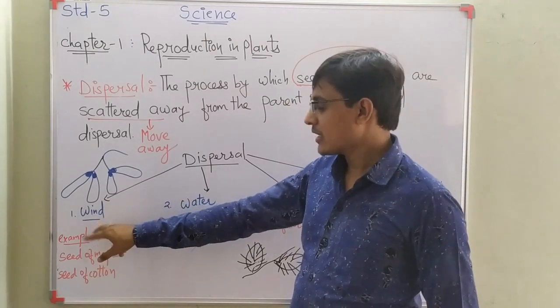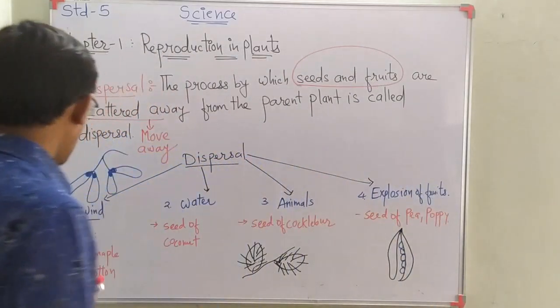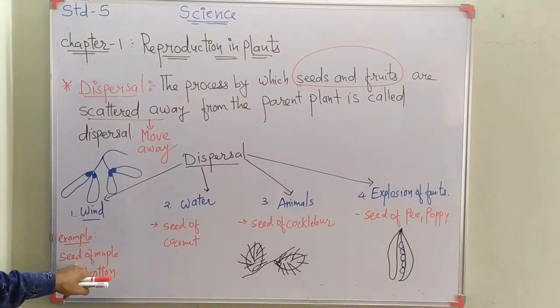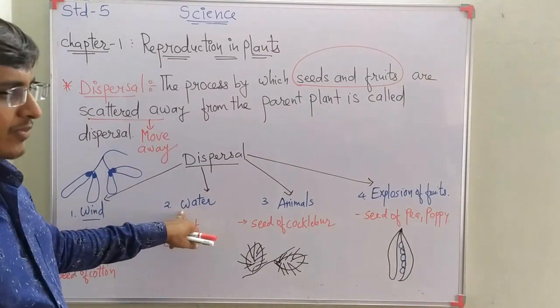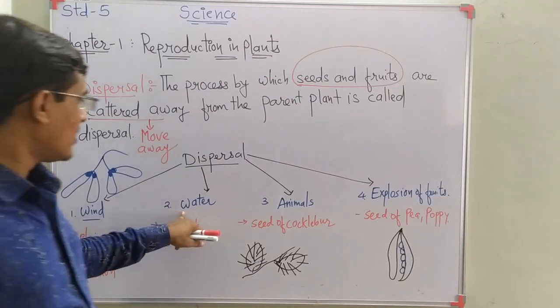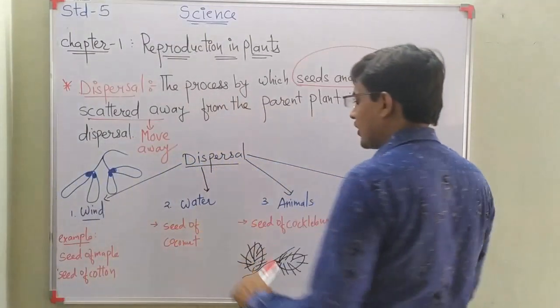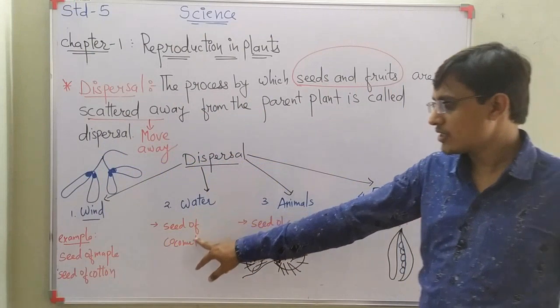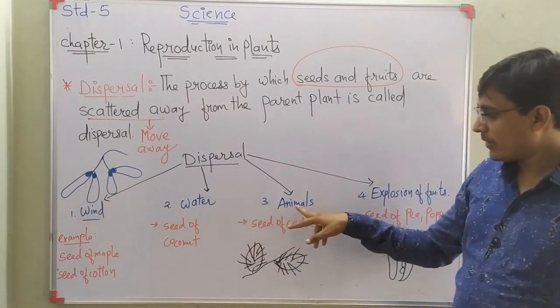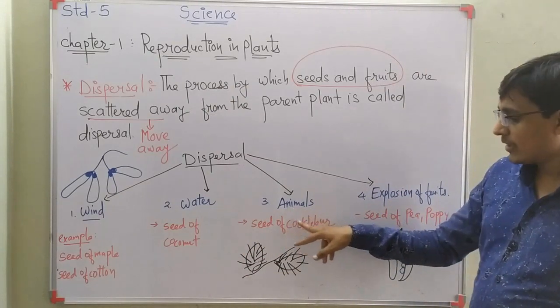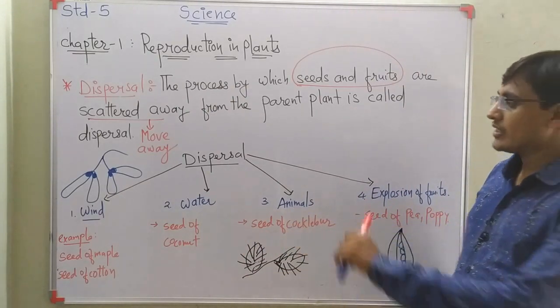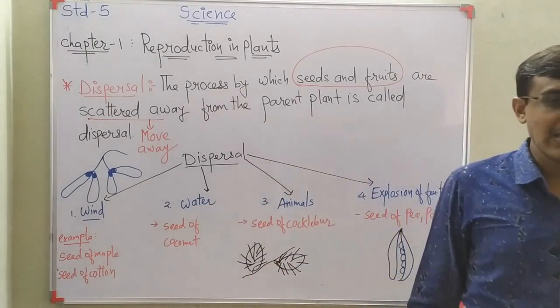A question will be asked, give the example of the seeds that are dispersed by the wind. Your answer is seed of maple and seed of cotton. If a question will be asked, give the example of the seed that is dispersed by the water, then your answer is coconut seed. If asked, give the name of the seed that is dispersed by the animal, then the answer is cocklebur. Okay, so this type of question will be asked in your test.